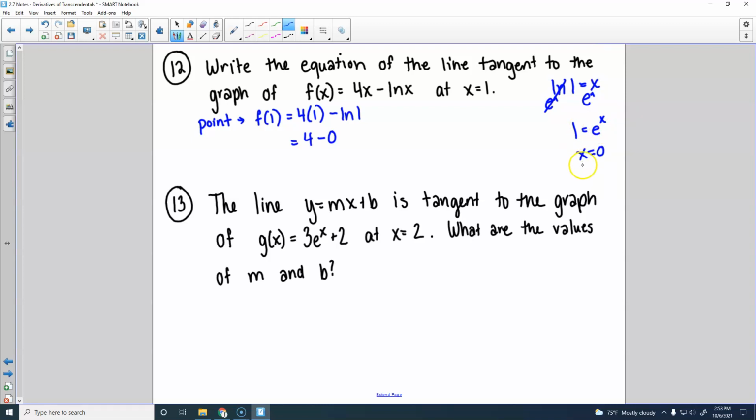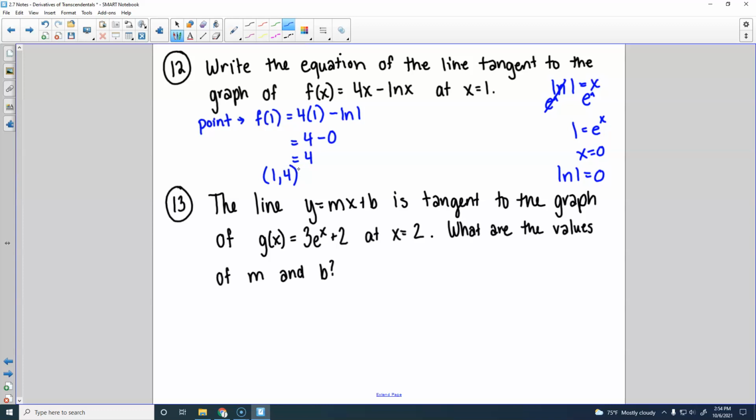If that confuses you, I like to walk through that because I have a hard time remembering what it is, and I have to think through it logically. If you're better at memorizing than you are walking through it logically, please memorize natural log of 1 equals 0, because it will always equal 0. So we just get 4 for this. So my point is (1, 4). We all right on the point? Okay, so point we always have to have.